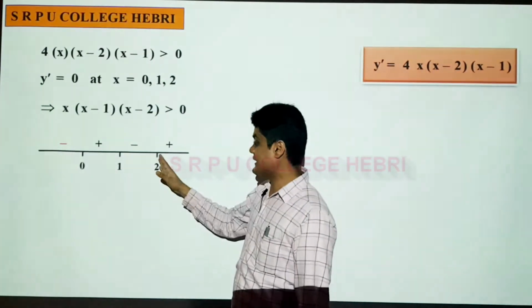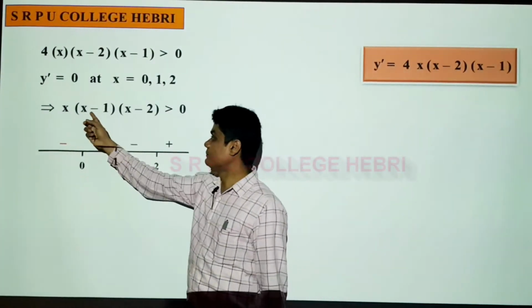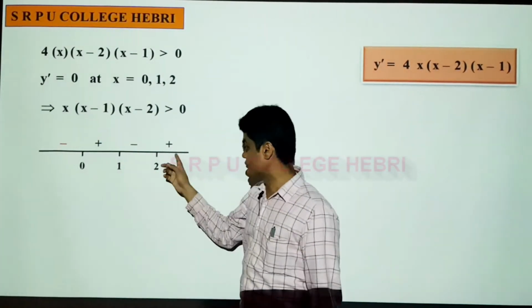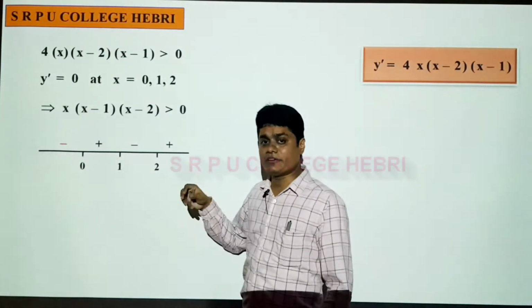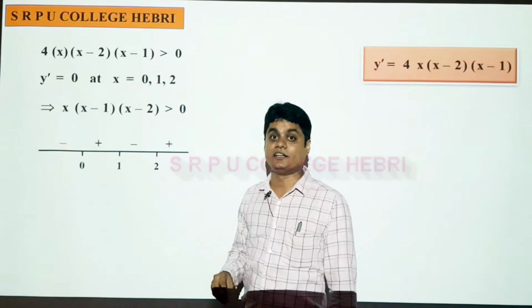Take a number more than 2, 3. Positive, positive, positive. All are positive, so it is positive. Now why this is required, I'll tell you. Actually what we decided up to now is the sign of y dash.